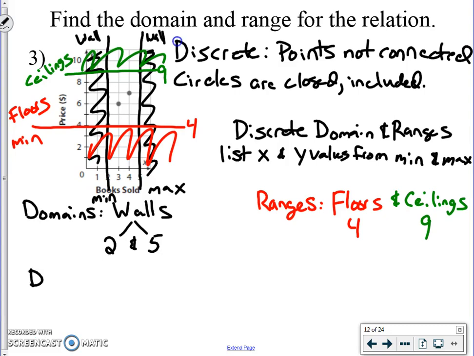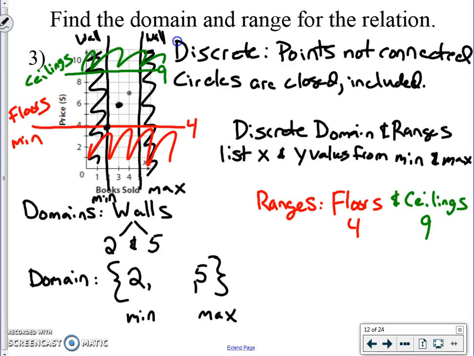So my domain then is going to have this curved bracket. It's going to start at 2 and end at 5, my min and my max. And in between, I have the points 2, 3, 4, and 5. And that would be my domain. And again, that's because I'm working with a discrete function.